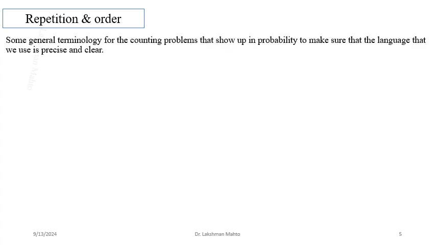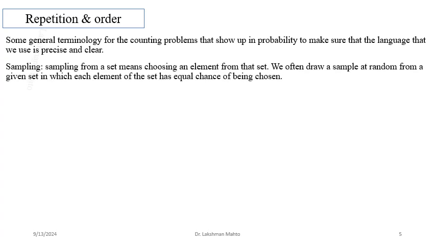Some general terminology for counting problems that show up in probability, to make sure that the language we use is precise and clear. It must be precise and clear. You should know the meaning of things in a very compact way. Like one word that is coming is sampling. Have you heard of sampling?